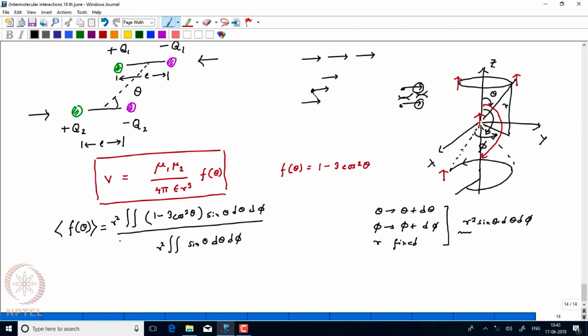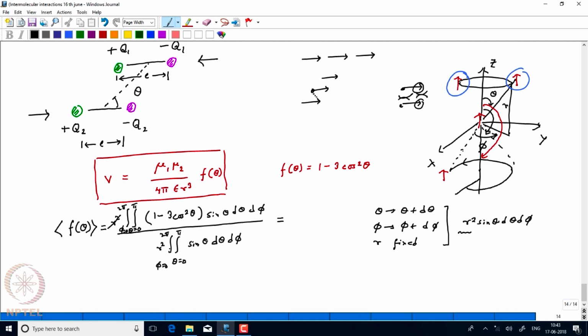Of course r square is there, and this r square will cancel, and then theta goes from 0 to pi, and phi goes from 0 to 2 pi. So the phi integration is the same. As you can see, it depends only on the cos square theta, as we have shown that this orientation and this orientation, the interaction will be the same, so it is independent of phi. As a result, the phi integration will give 2 pi. Those 2 pi's will get cancelled from the numerator and denominator, just like r square.